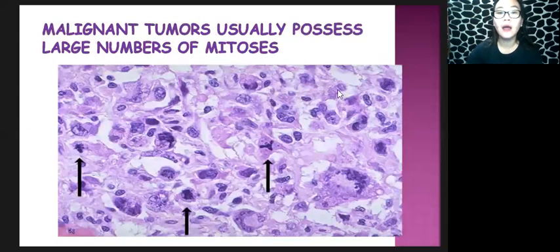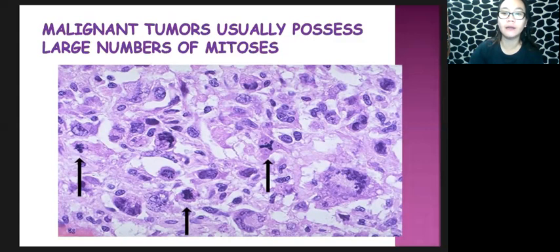And we also have here some atypical mitotic figures, like for example, this one. So you have here cells that are undergoing mitosis, which actually should not be the case. Right? It should not be the case. So we have here large numbers of malignant cells that are undergoing mitosis.